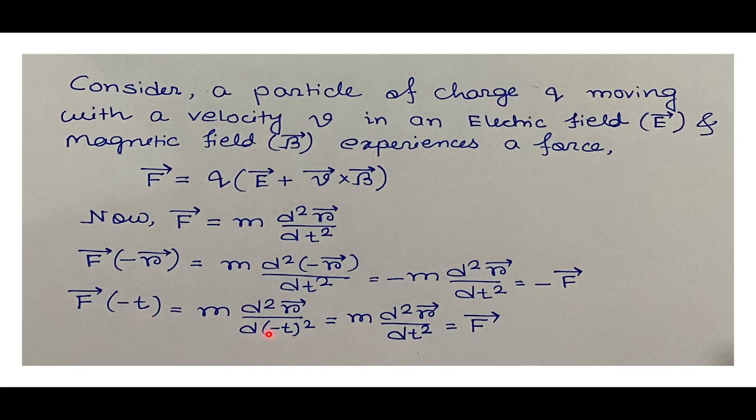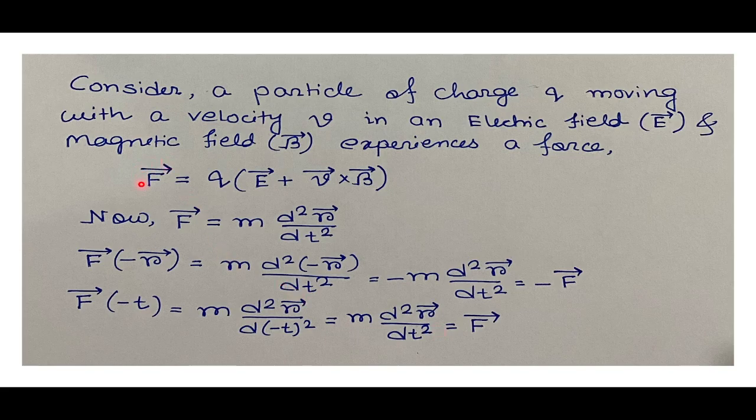Under time reversal, the force will be d² over d(minus t) squared. So basically it is d/dt of dr/dt. So d/dt will come 2 times, and by that the minus minus will cancel out. So essentially the force will not change its sign under time reversal, right?